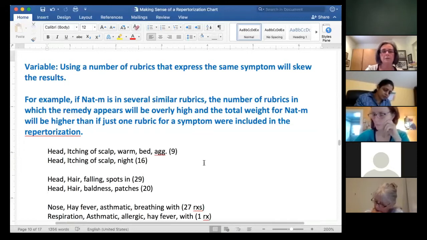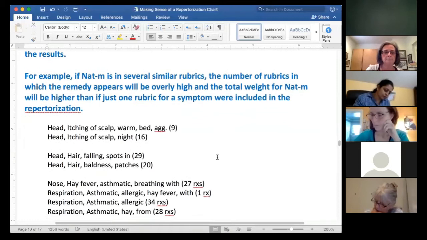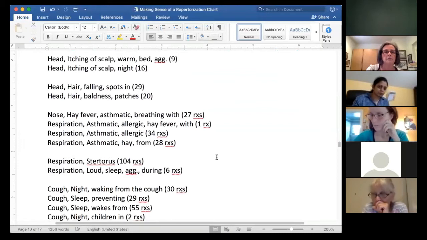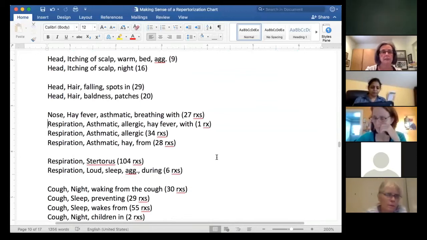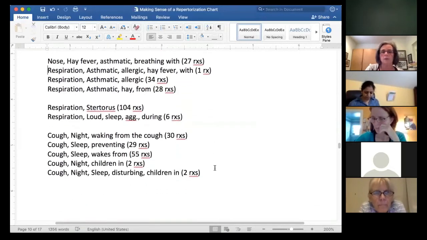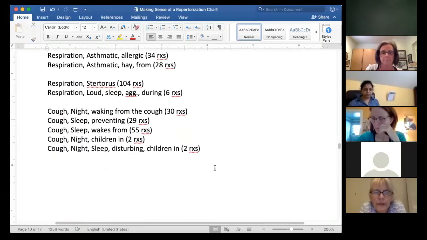So I've given you some examples here of rubrics that you might use that really express the same idea. Head itching of scalp warm bed aggravates, there's 9 remedies. Head itching of scalp night, there's 16. Head hair falling spots in, head hair baldness patches. So those are two that you might say, oh yeah, they really express the same idea. So what do you do when that happens?